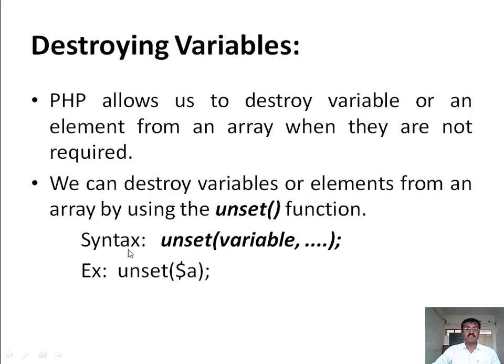The syntax is like this: unset followed by parentheses, and within the parentheses we place the variables we intend to destroy. In this example, I am using the unset function, and within the parentheses I use the variable name a. The variable a is no longer required, hence I am destroying it with the function called unset. That's about destroying a variable.